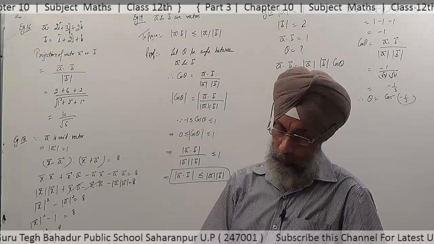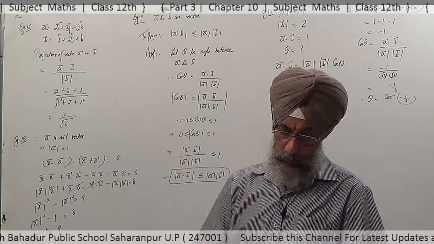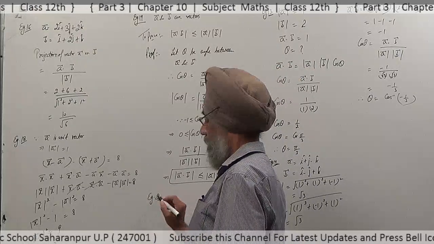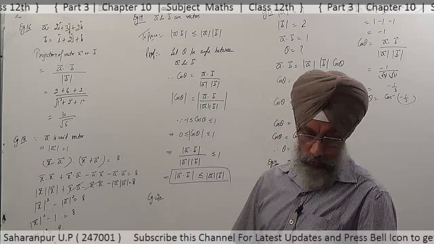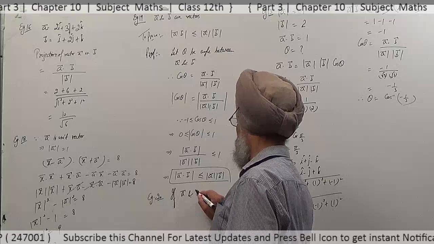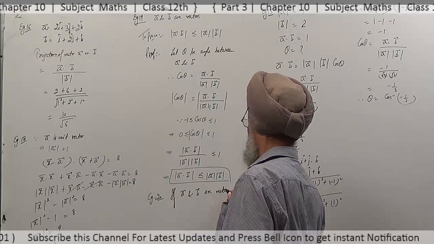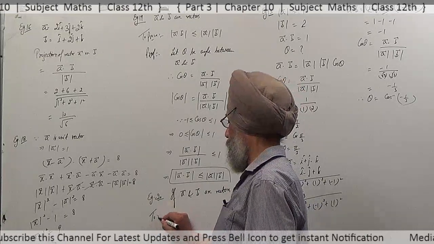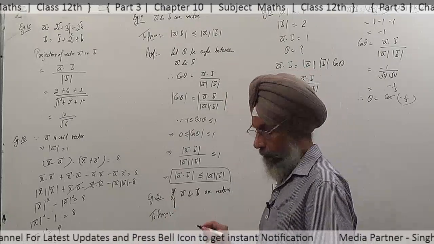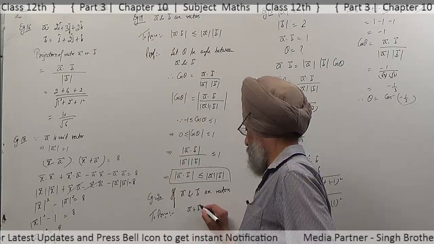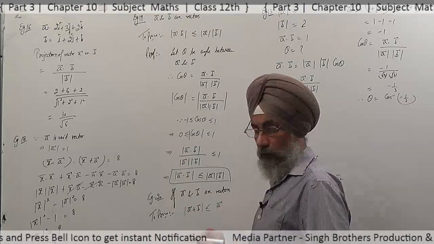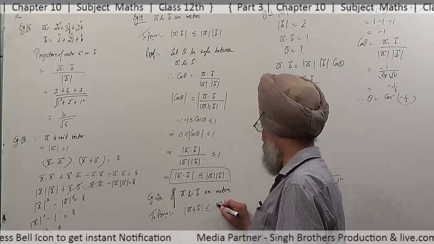The triangle inequality in example number 20, let's discuss this as well with you. We have to show that if A and B are vectors, then to prove: what do we have to prove? That the magnitude of A plus B is less than or equal to the magnitude of A plus the magnitude of B.